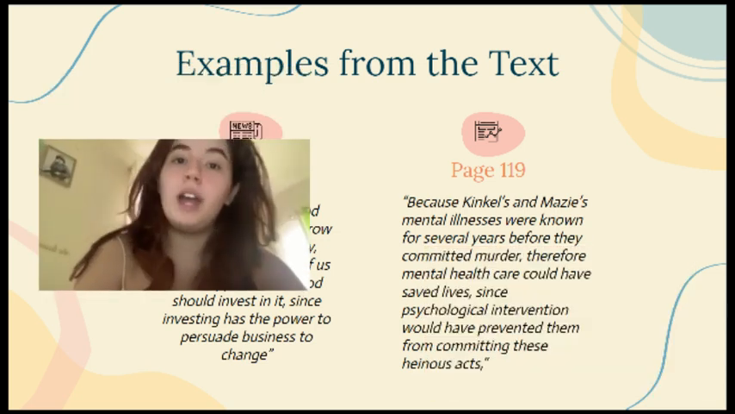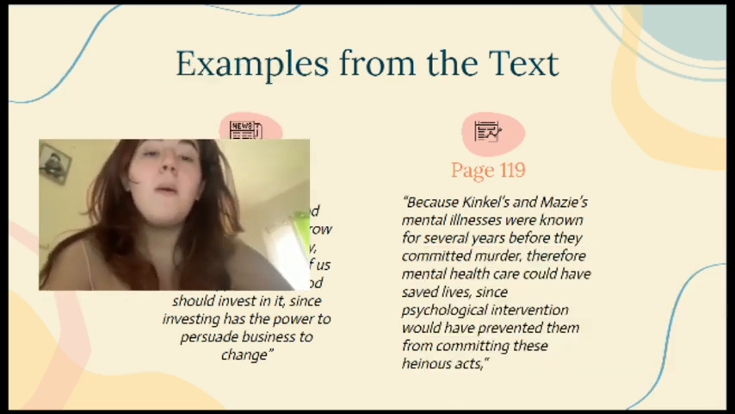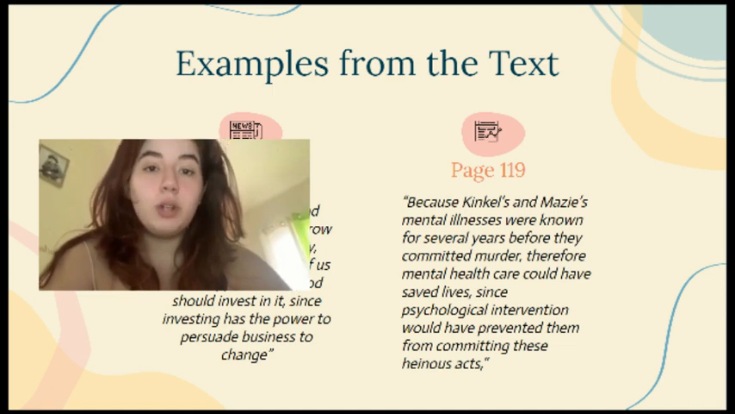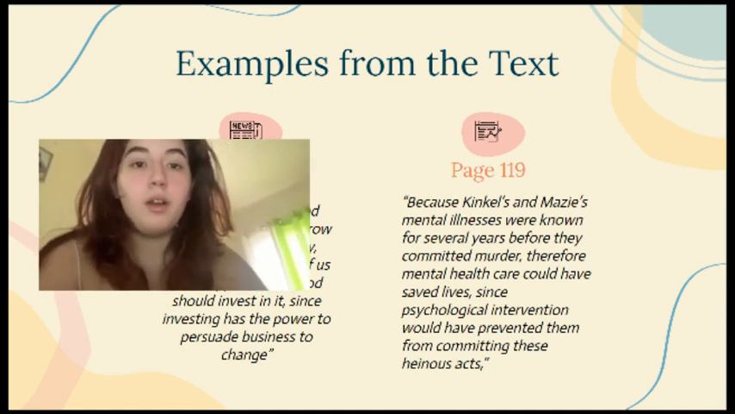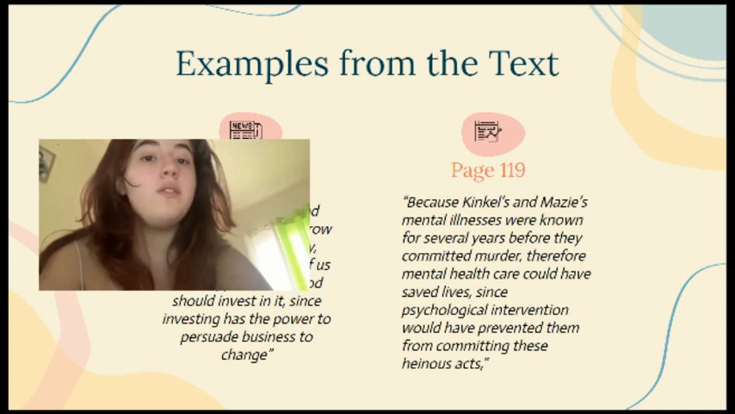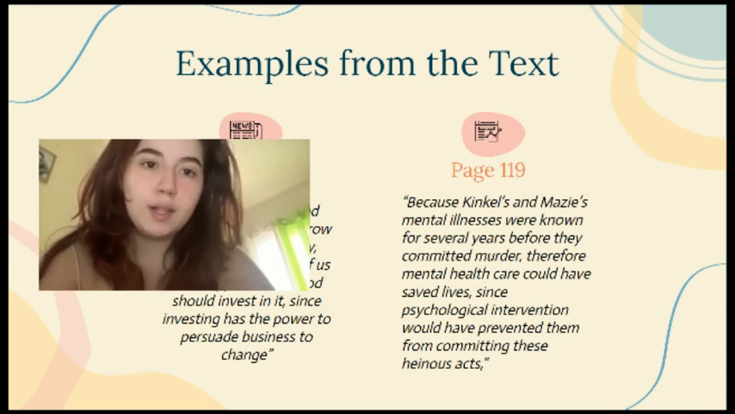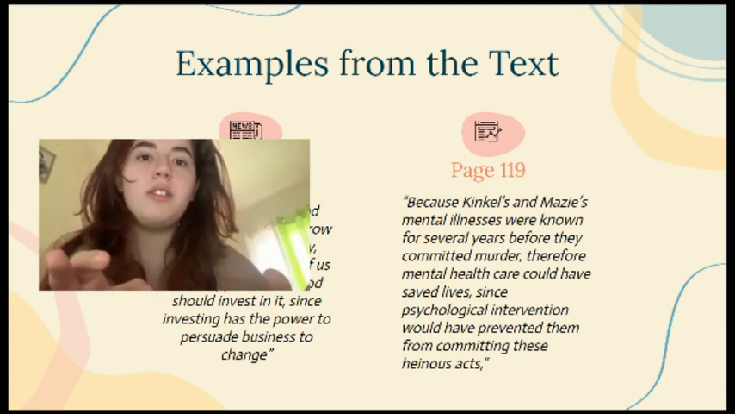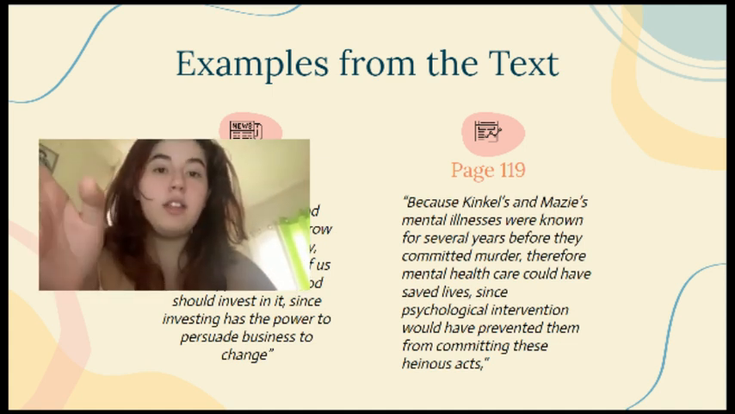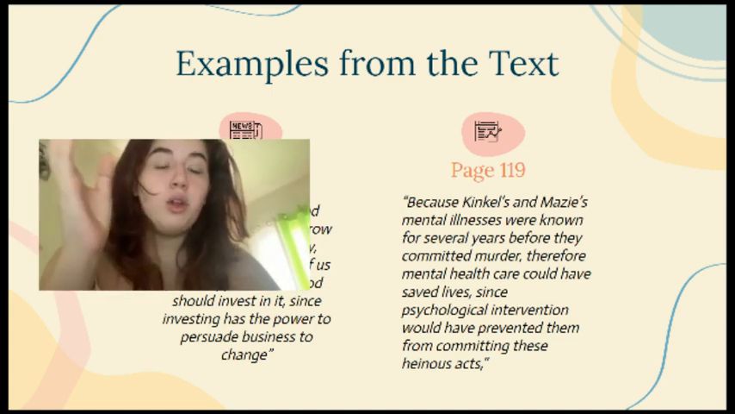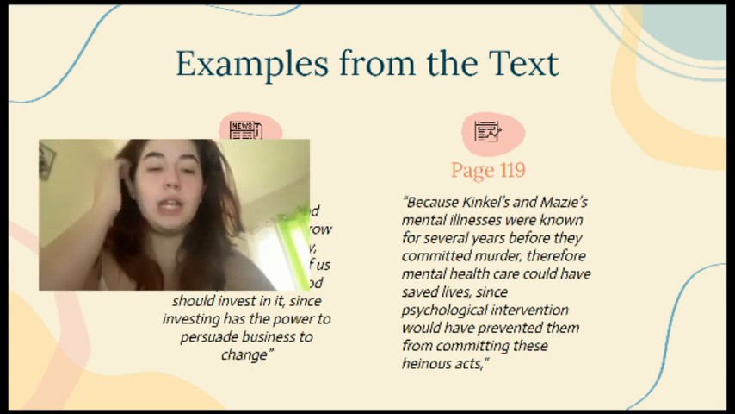Same thing for page 119, which says, "Because Kinkle and Maisie's mental illnesses were known for several years before they committed murder, therefore mental health care could have saved lives, and psychological intervention would have prevented them from committing these heinous acts." In both of these examples, you can see that to connect the grounds, the claim, and the warrant, they use transitional words.